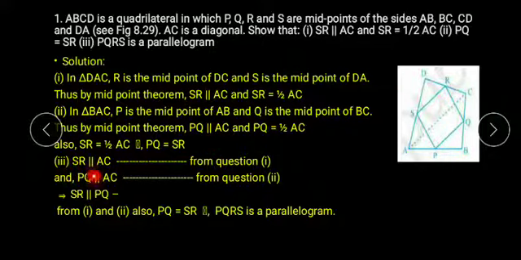Now question number 3, we have to prove that PQRS is a parallelogram. You see here SR is parallel to AC and PQ is parallel to AC. Hence we can conclude from these two statements that PQ is parallel to RS, or conversely PS is parallel to QR. So if in a quadrilateral opposite sides are equal and parallel, then such a quadrilateral we call a parallelogram. Hence PQRS is a parallelogram.